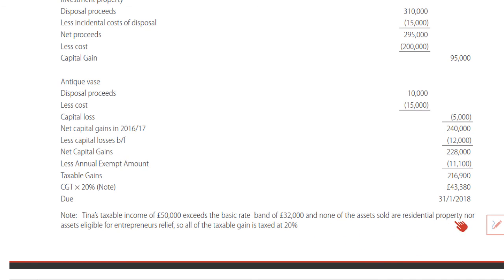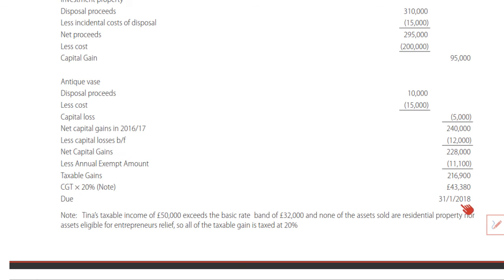None of the assets are residential property, nor assets qualifying for entrepreneurs relief, so all of the taxable gains will be taxed at 20%. So 20% of our taxable gains, and that tax figure will be due the following 31st of January, which of course is the 31st of January 2018 there.